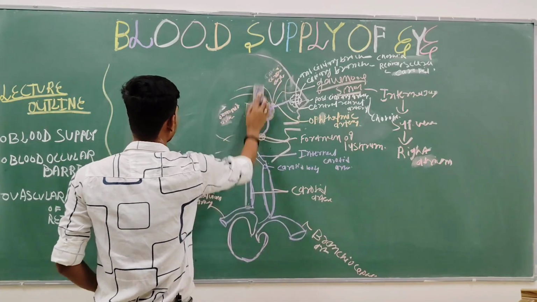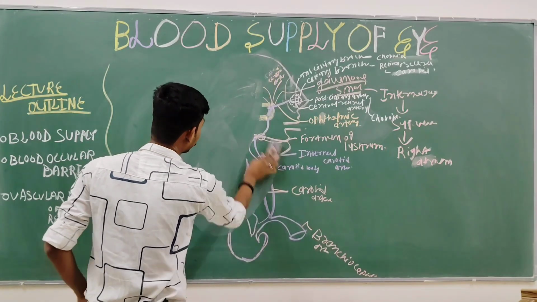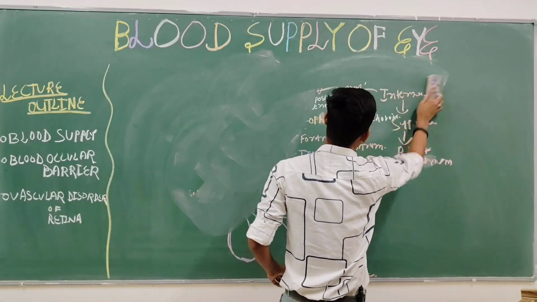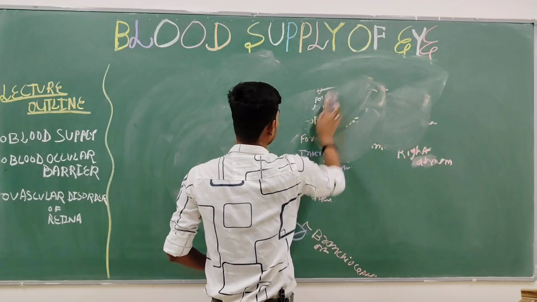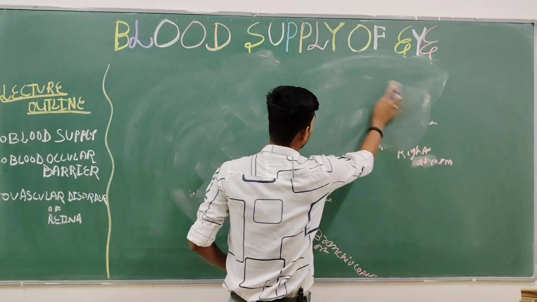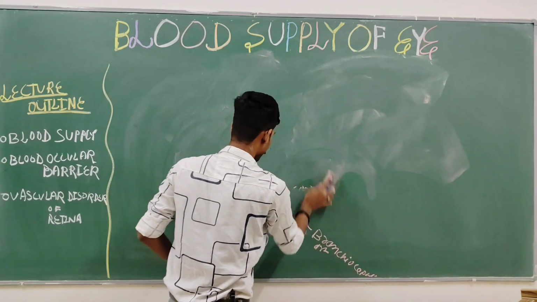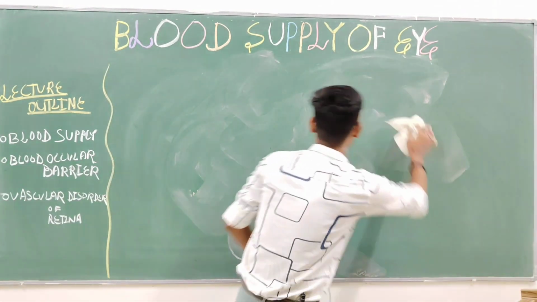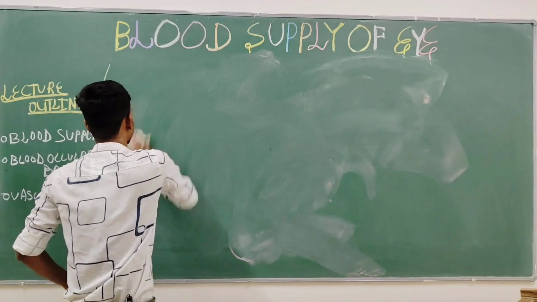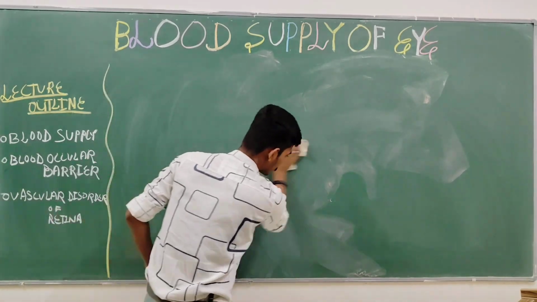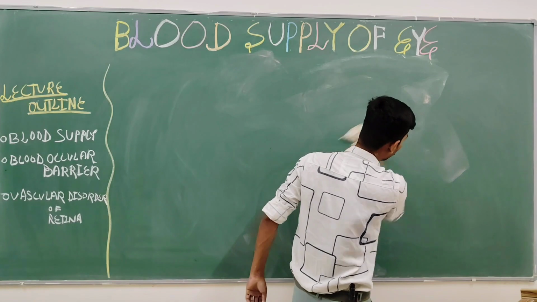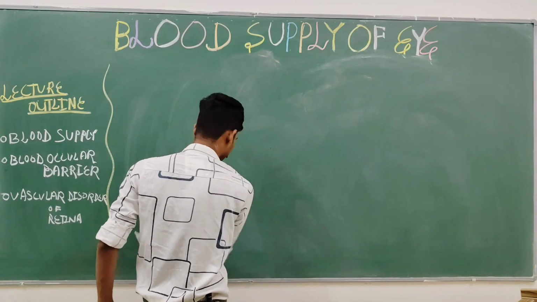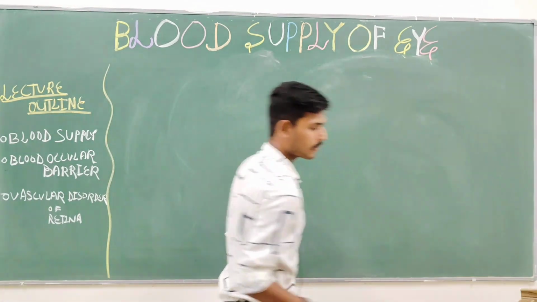Once you understand the blood supply of the eye, now we will move ahead and first discuss the barriers. In the eye, there is a need for the separation of blood, because the eye is an extremely sensitive organ.